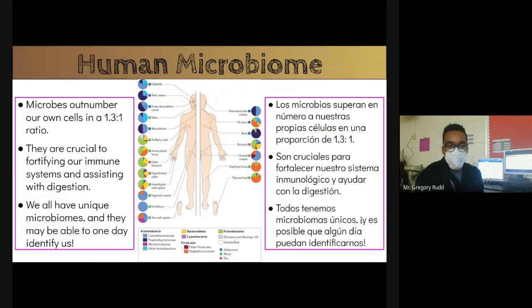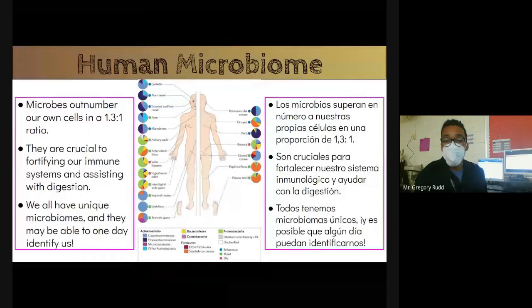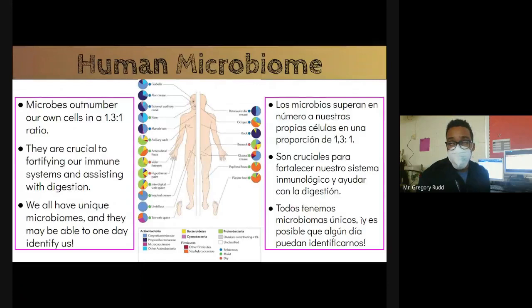One cool thing for those of you who are interested in forensics, science has developed to the point where we can actually begin to identify people based on the microbiomes that are living inside of them. So if we can get a stool sample from someone, it can help us begin to identify them because we each have our own specific dietary preferences. We all have exposure to different bacteria in our day-to-day lives.